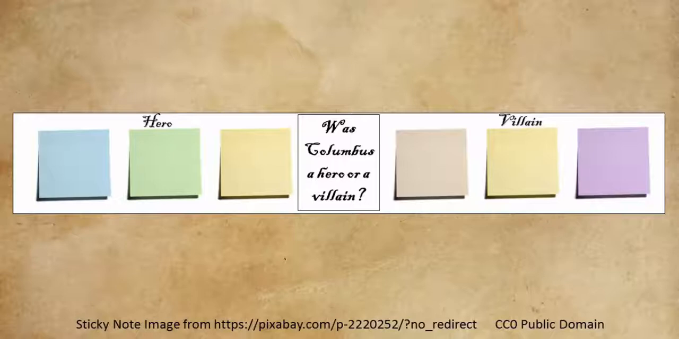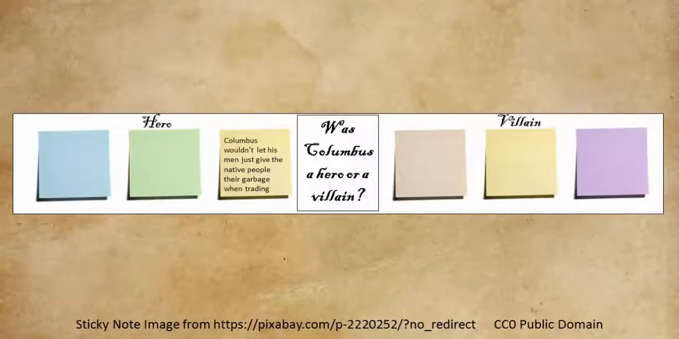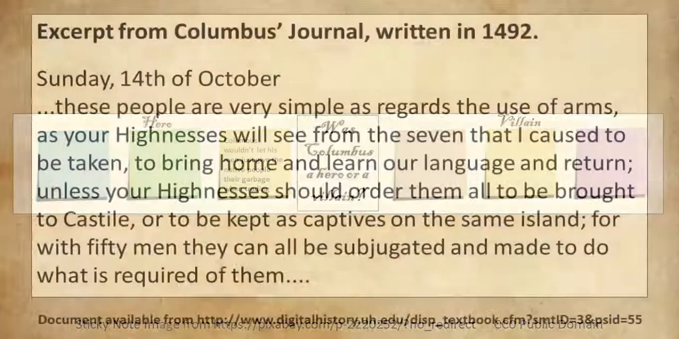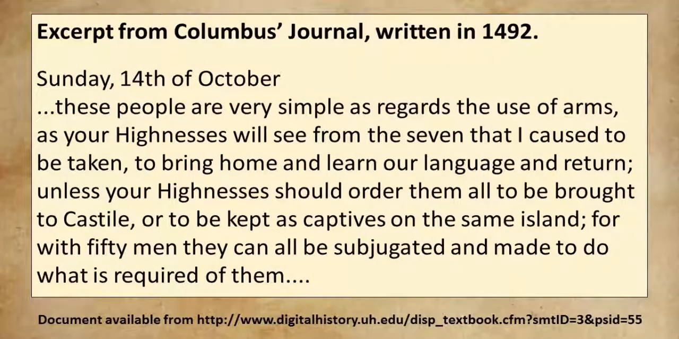Based on the information gathered from this letter excerpt, students are likely to add evidence to the hero side of their charts, such as Columbus wouldn't let his men just give the native people their garbage when trading. But they may find other evidence as well. After reading this letter, it may interest students to read a brief excerpt from one of Columbus's earlier journal entries. This entry paints a very different picture of Columbus and his interactions with the native people.